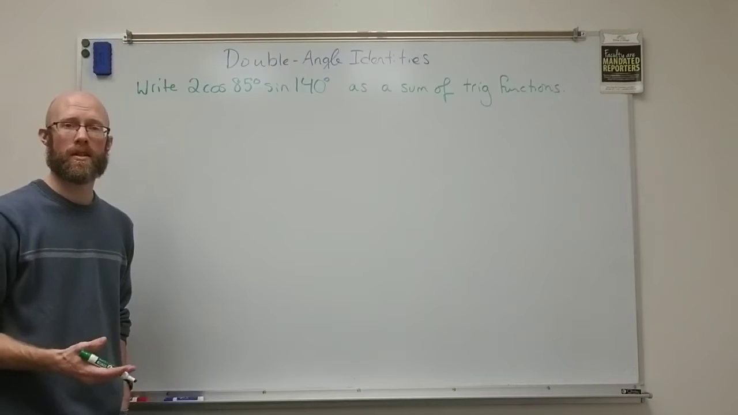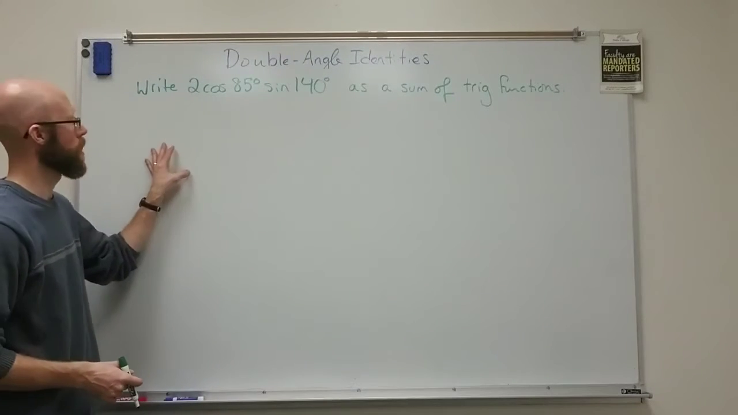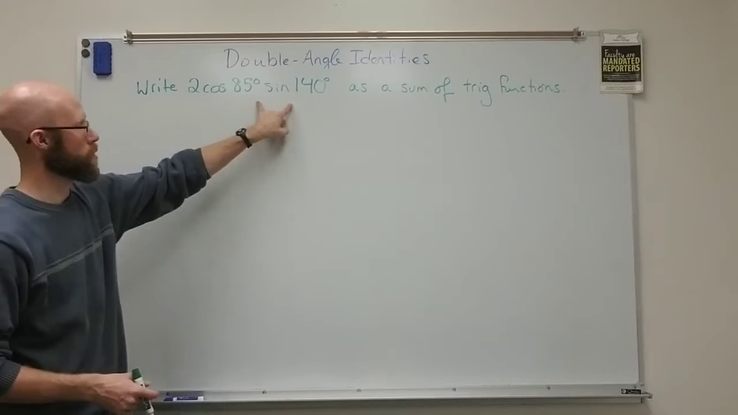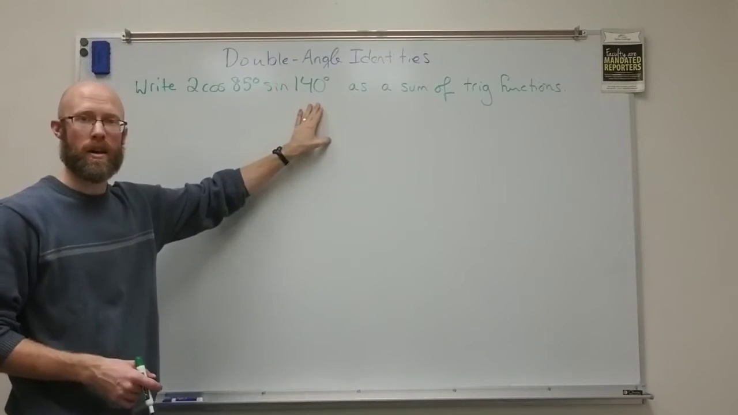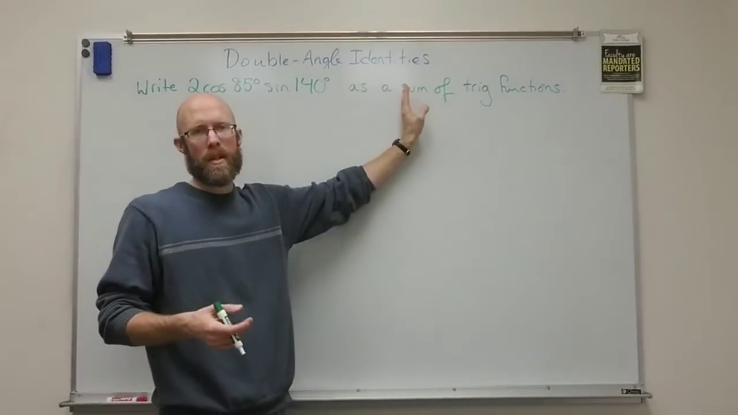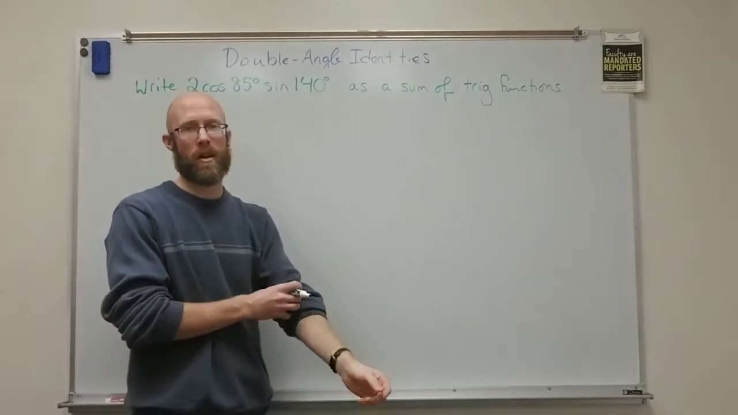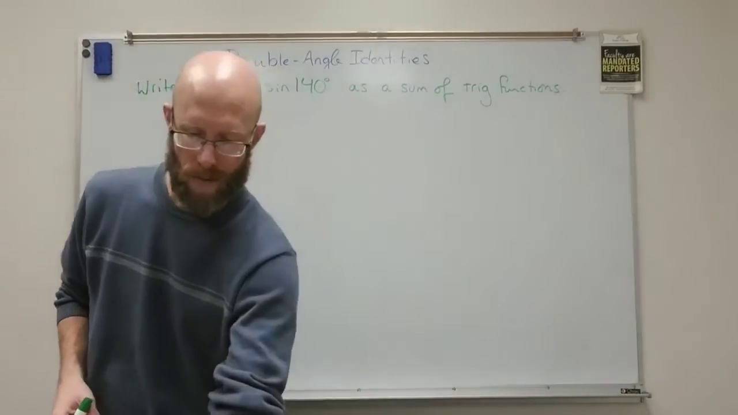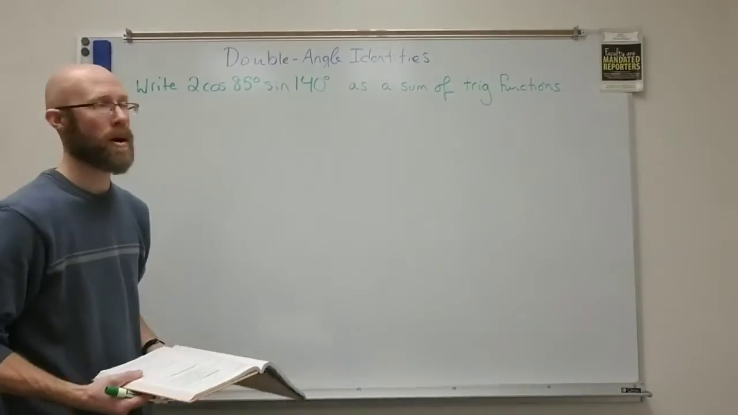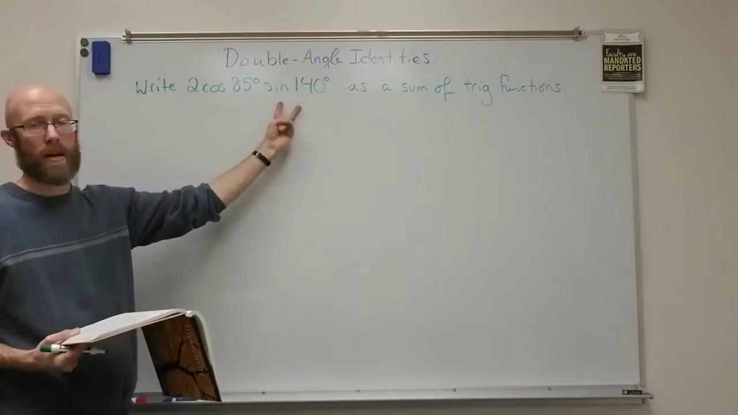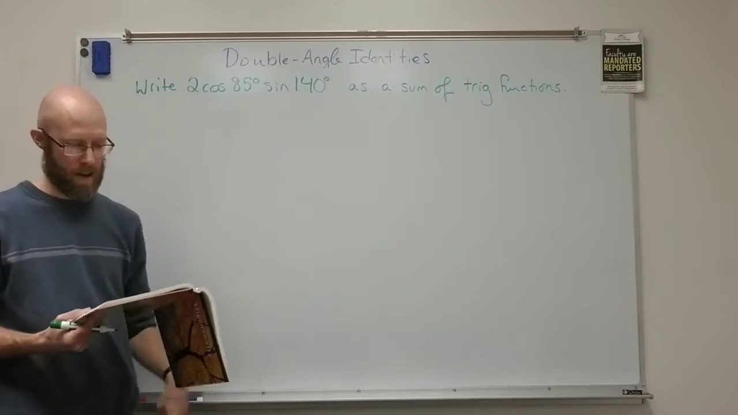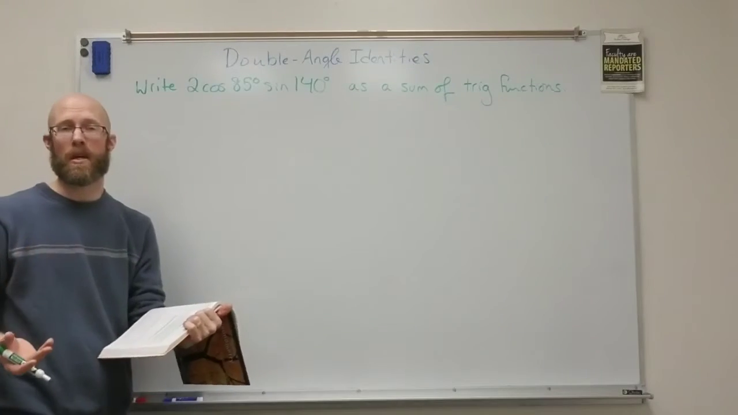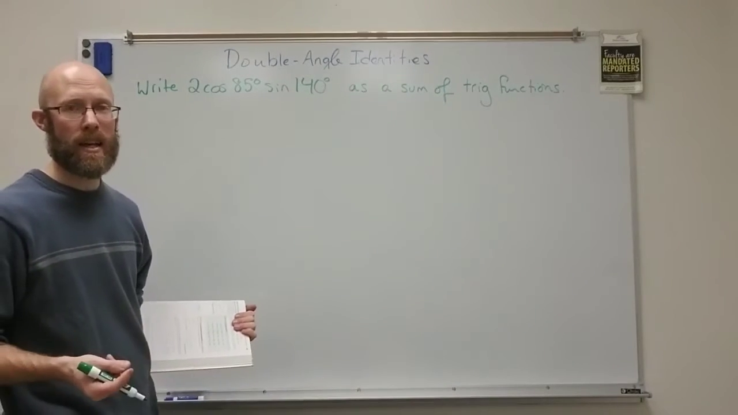Okay, so in this next example, you're going to see some problems where you have to write an expression that's a product as a sum or maybe a difference of trig functions. And we're going to use our product to sum identities to do this. There's one in particular, a product to sum identity, that has a cosine times a sine, cos A sin B, and we're going to use that identity to do this.